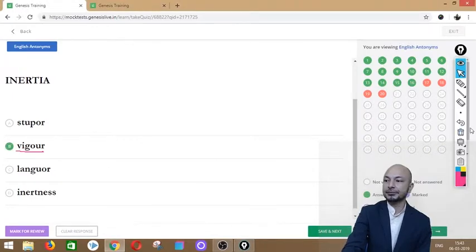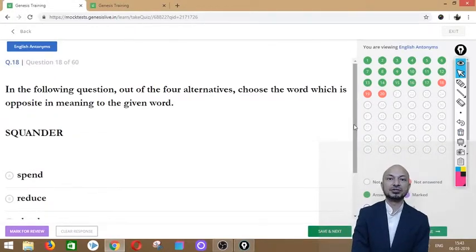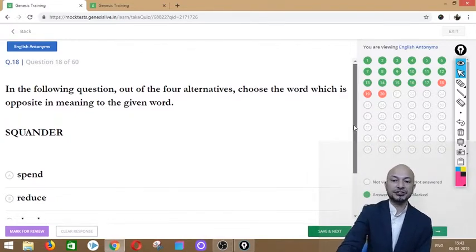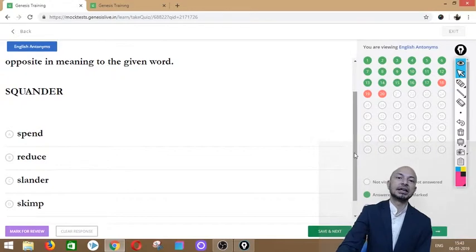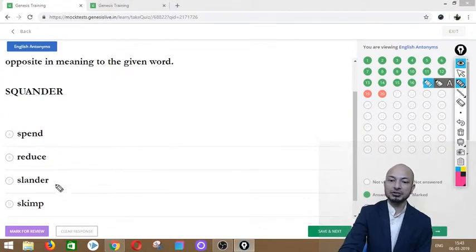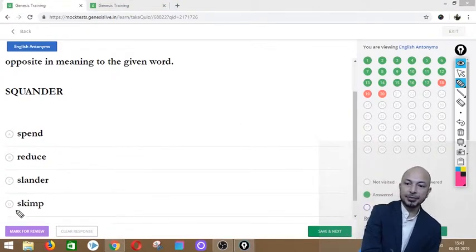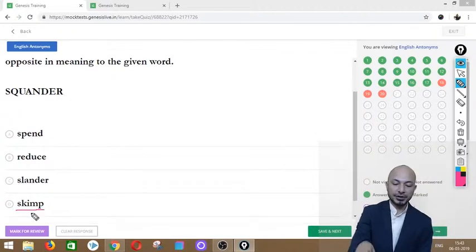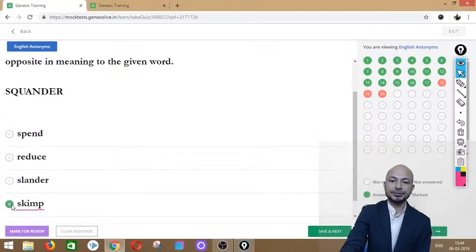We click option B. So coming to question number 18, the word is squander, and the options given are spend, reduce, slander, and skimp. So our option is going to be the last option, option D, which says skimp. Squander is spending money in a very thoughtless way, without any thought, spending money very carelessly. And skimp is when you don't spend money on important things, that is skimp. So very nearly opposites again, antonyms, and we click option D.